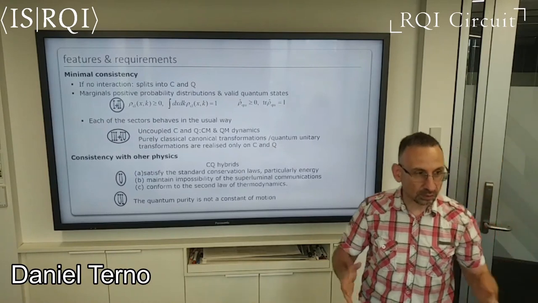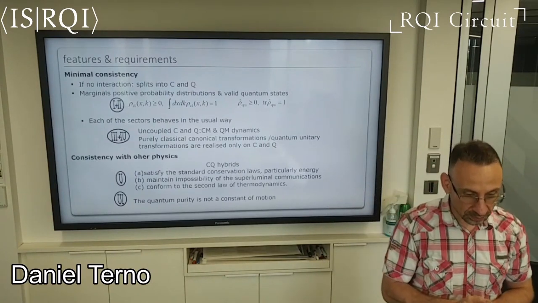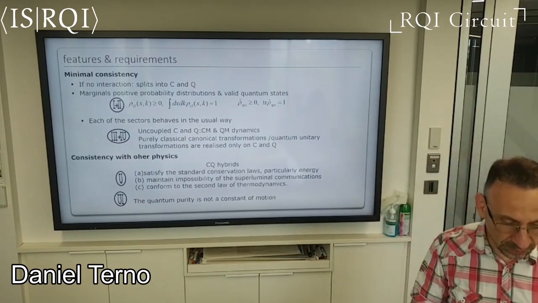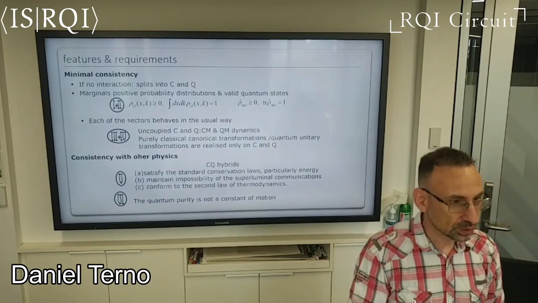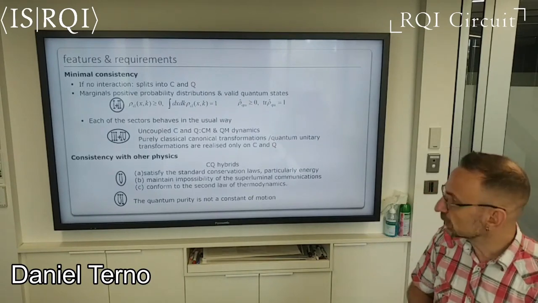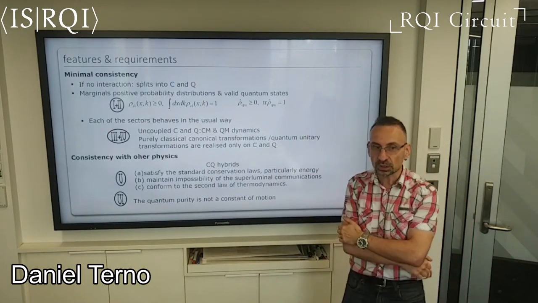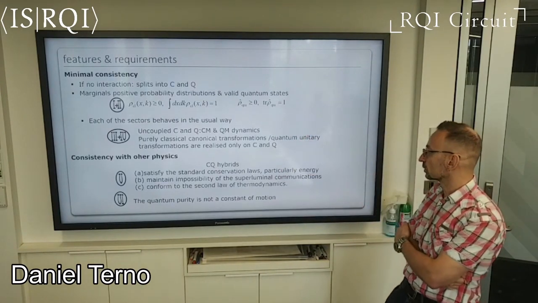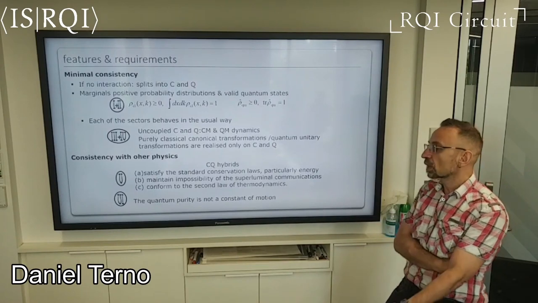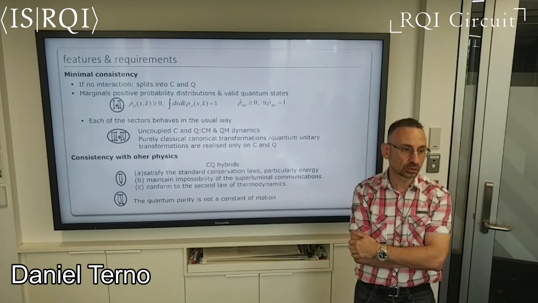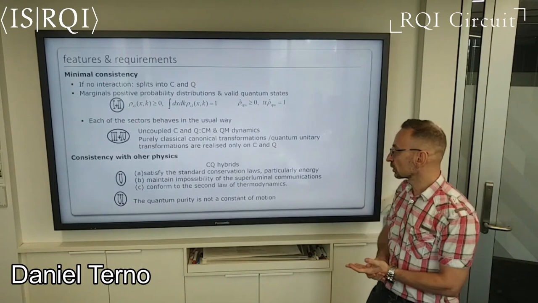All right, now, what else do we want? We want consistency with other physics. It looks a bit like a pointless or trivial list of requirements, but actually it's surprisingly strong. So we want our hybrids to satisfy the standard conservation laws, if they're applicable in general.